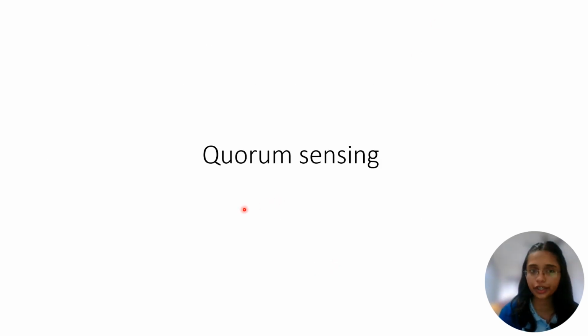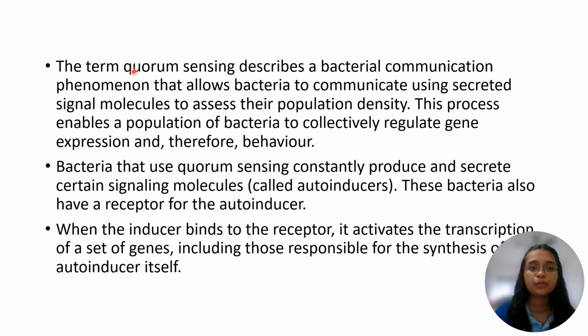Now let's see the third topic, which is quorum sensing. The term quorum sensing describes a bacterial communication phenomenon that allows bacteria to communicate using signaling molecules. It helps in assessment of population density. This process helps a population of bacteria to collectively regulate gene expression and also their behavior.